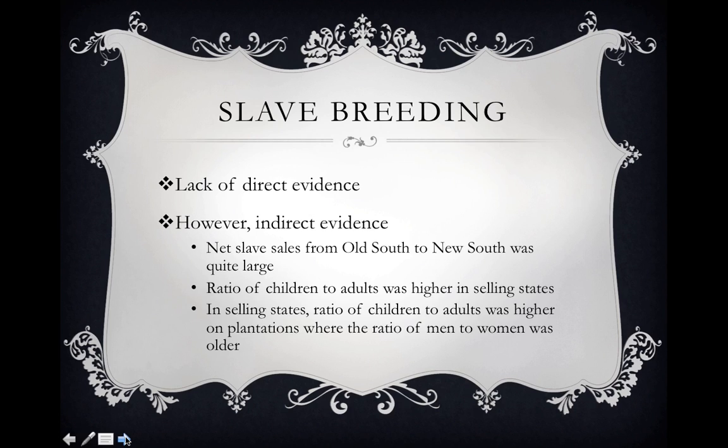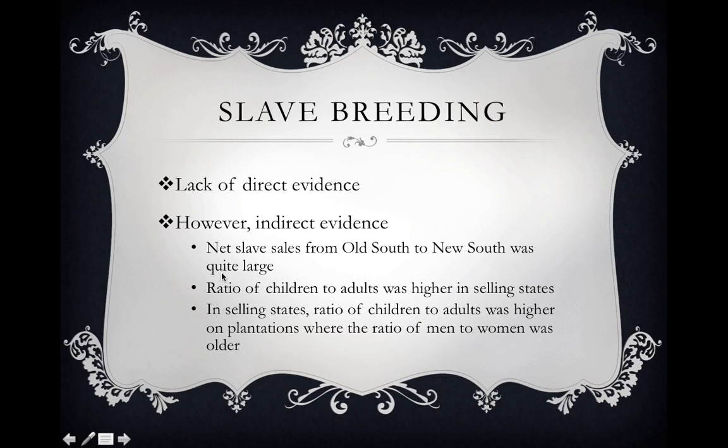Also, this notion of slave breeding is important. There is no direct evidence, but some of the indirect evidence, some people argue, shows that slave breeding did actually exist, that the slave sales from the Old South to the New South were quite large. So the argument is that slave breeding existed, and the likeliest scenario would be that the breeding occurred in the Old South and those slaves were shipped to the New South, which would make sense.